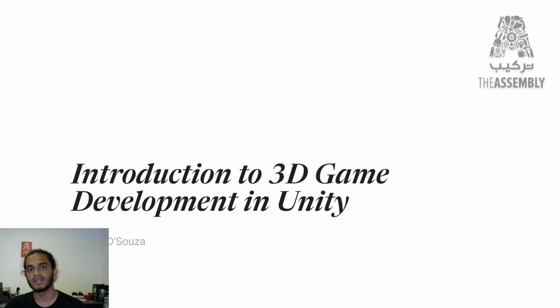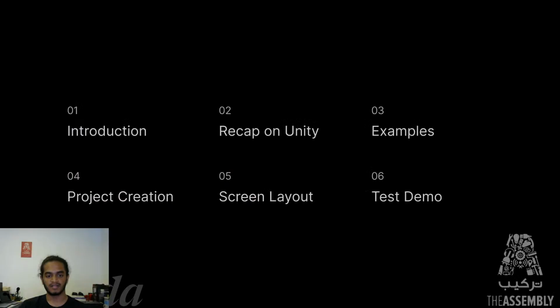Like I mentioned before, this is the fourth installment in the series. I do recommend you check out the previous three, which are linked in the description of the video. In those, I focused more on the basics, because we start moving our way up. Don't worry though, we'll still have a recap on Unity, famous examples that we use, how making a project works, and what your basic screen layout is, and then finally we'll move on to the test demo where we actually make our 3D controller.